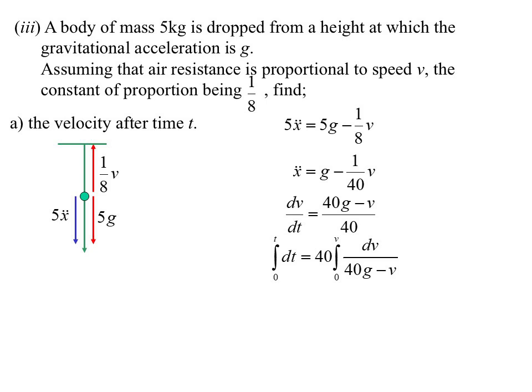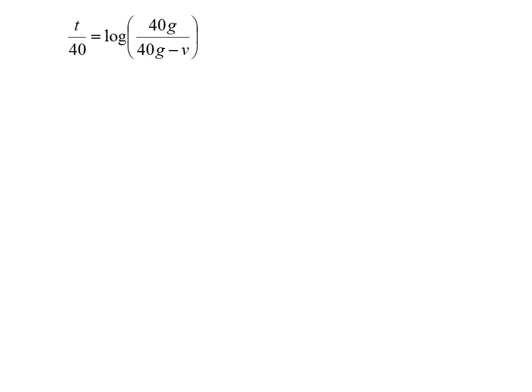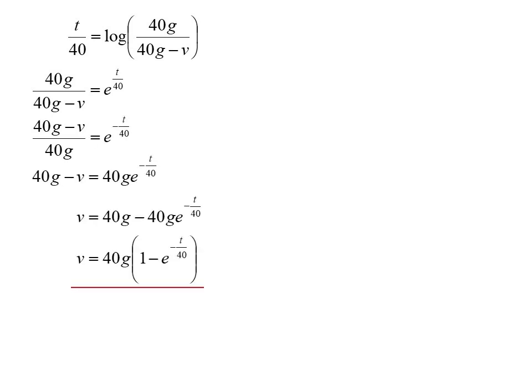It's a log function, isn't it? So we get the log of 40g over 40g minus v, well, 40 times it. But that's an expression for t in terms of v. We want an expression for v in terms of t, so we now have to make v the subject of all that. Exponentialize, flip both sides. I've got v on the top of the fraction, and there we go: v equals 40g times 1 minus e to the power of minus t on 40.